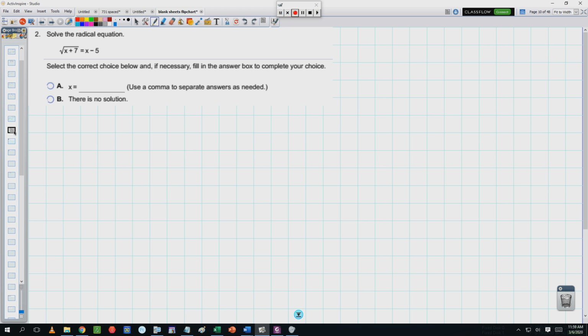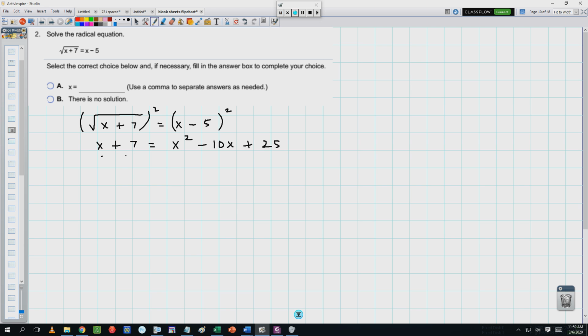Problem 2, solve this radical equation. I will square the 2 sides. Squaring the left-hand side will be easy. We'll just lift the radical. Squaring the right-hand side will FOIL x minus 5 with itself. That'll be x squared minus 10x plus 25.